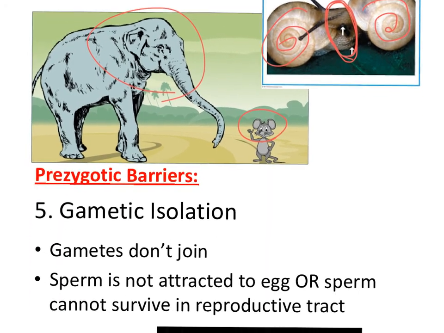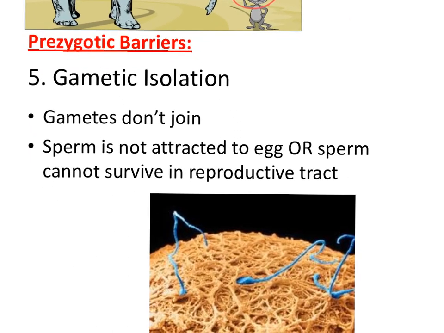And then the fifth prezygotic barrier is gametic isolation. It's the idea that the egg and the sperm do come close together, so mating does happen. The male is attracted to the female, they're in the same location, they're mating at the same time of day, they understand the behavioral pattern, the sex organs match up together, all is good and dandy, but wait!